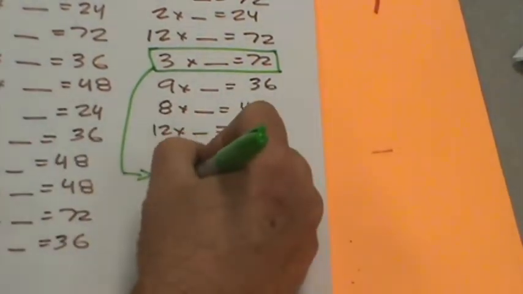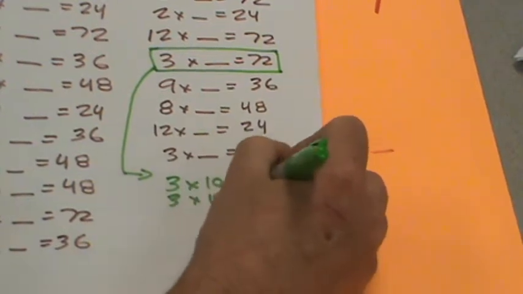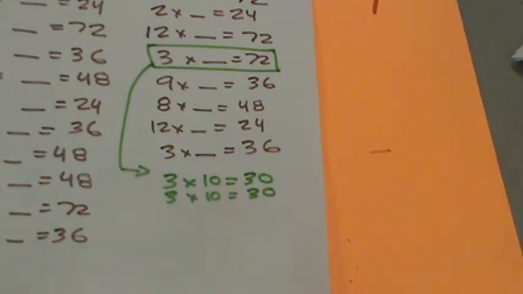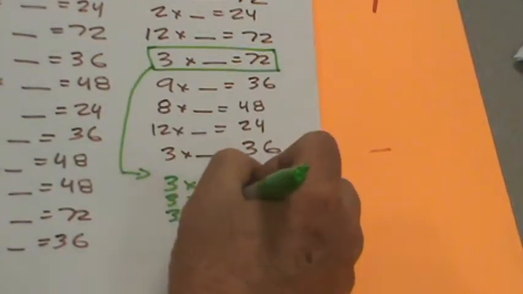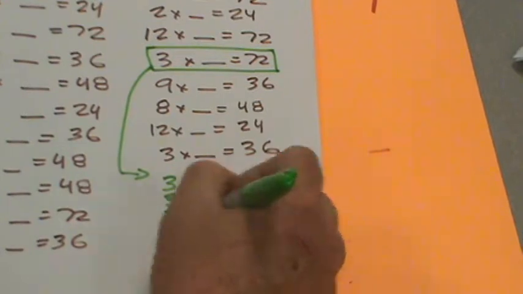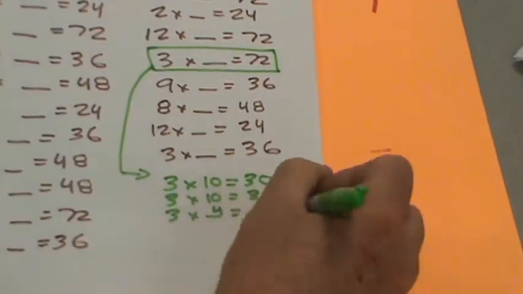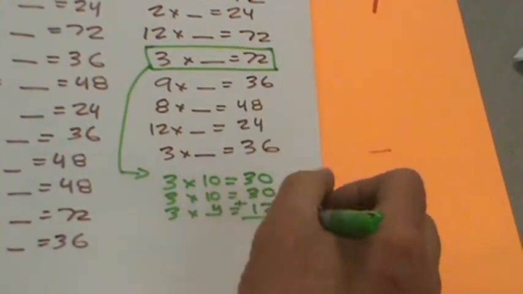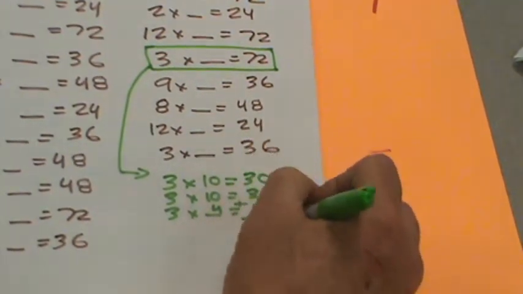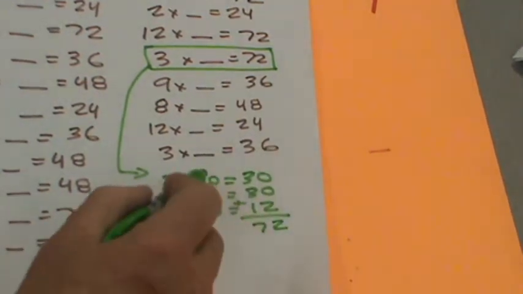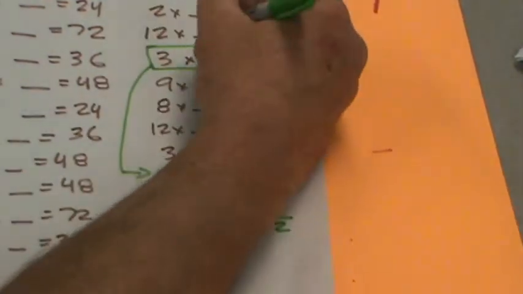3 times 10 equals 30. So now we're at 60. 60 is only 12 away from 72. So 3 times a number equals 12. Okay, what would that number be? We've already done this. 3 times 4. So then we could see, let's just add these up to see what it is. 60 plus 12 is 72. So 3 times 24 is 72. Okay, you should be able to do all the rest on your own. Please pause the video and then come on back.